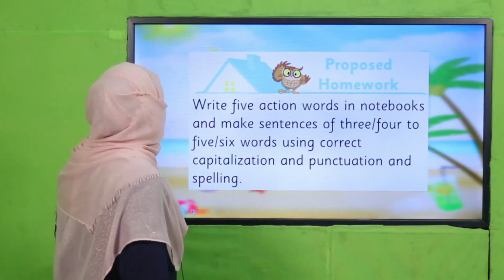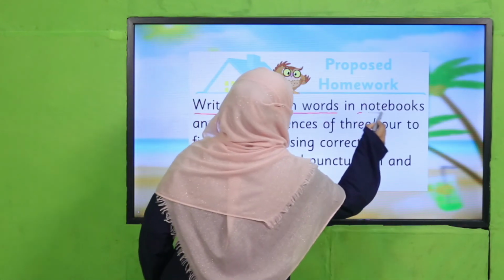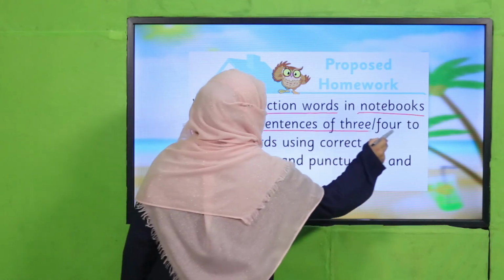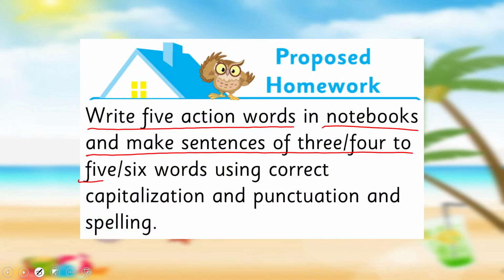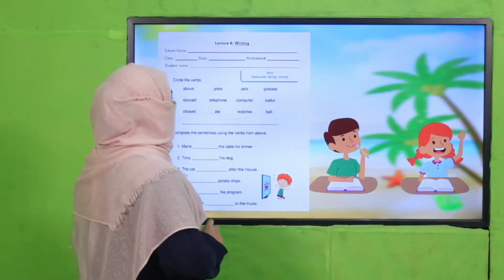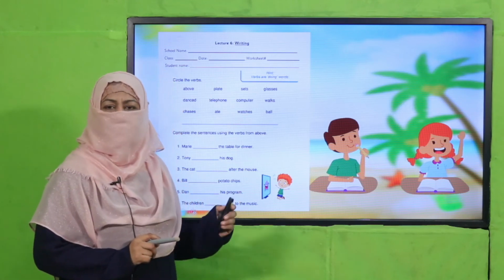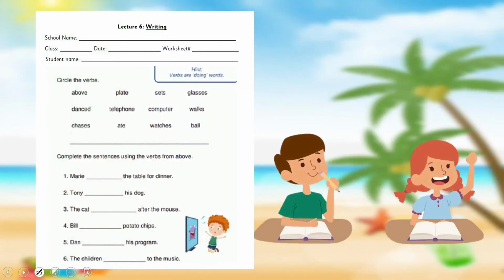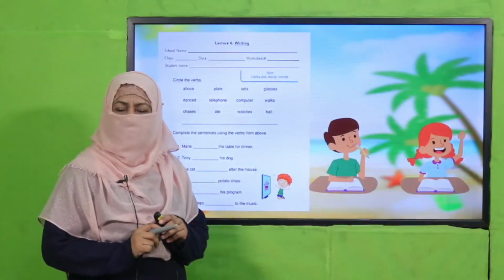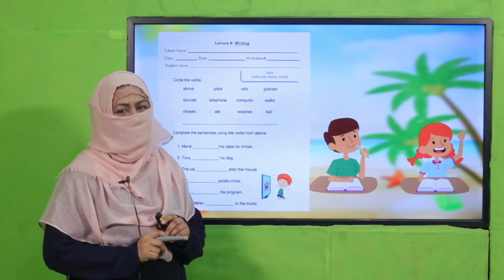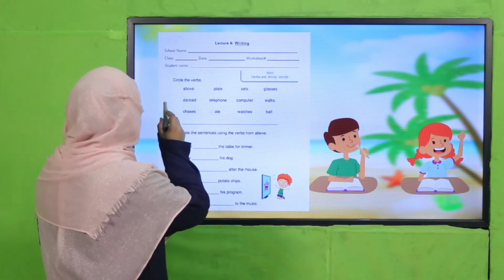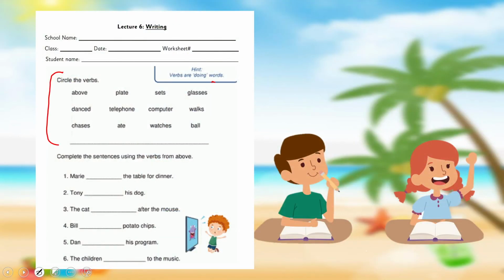So it's time for your homework. You will write 5 action words in your notebook and make sentences of 4 to 6 words using correct capitalization and punctuation and spellings. And here is a worksheet, my dear fellow teachers. This worksheet, lesson plan, PowerPoint presentation links are given. You may click it, download it, and kindly provide a printed worksheet to students for practice. And students, what you are going to do, here is a word bank. Again, first you will circle the verbs, and by using those verbs, you will complete these sentences.